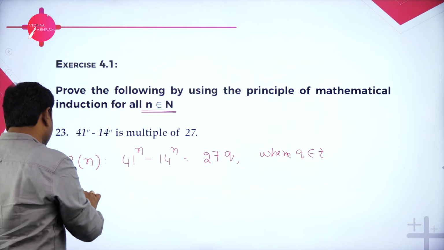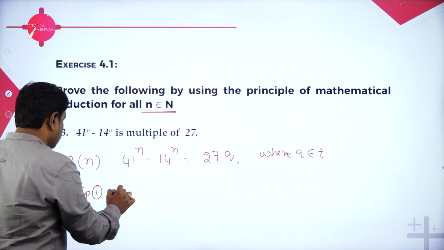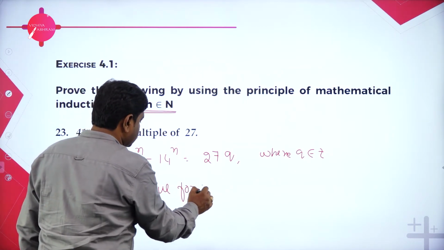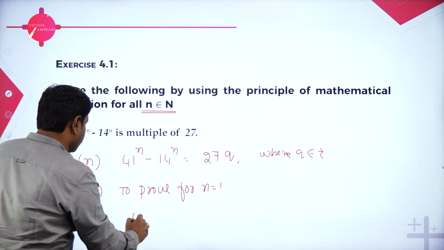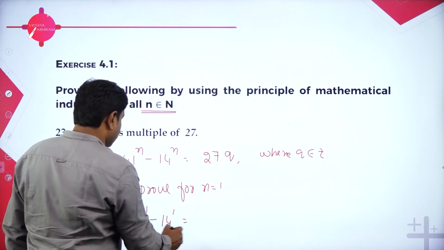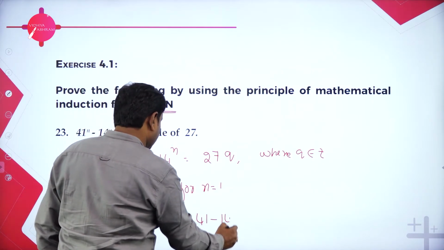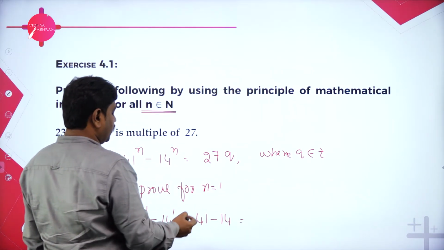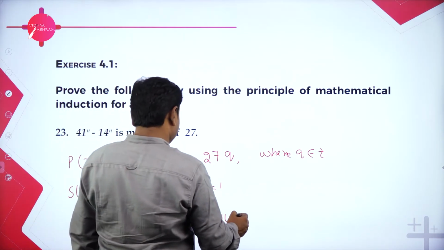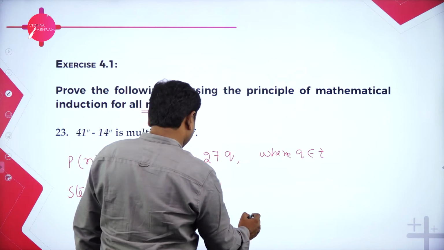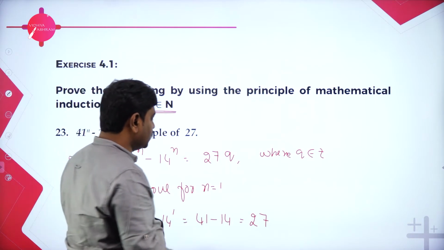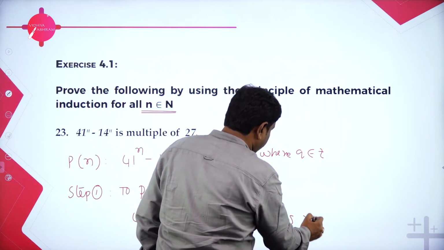Now step 1, what is step 1? To prove for n equal to 1. In the place of n put 1. 41 power 1 minus 14 power 1. So that is equal to 41 minus 14. So subtract 41 minus 10, 31, 31 minus 4, 27. So 27 is a multiple of what? 27, 27 ones are. So we get 27 is a multiple of 27, I can say.